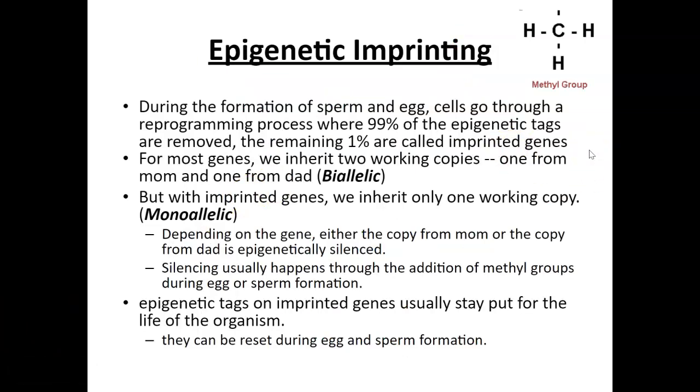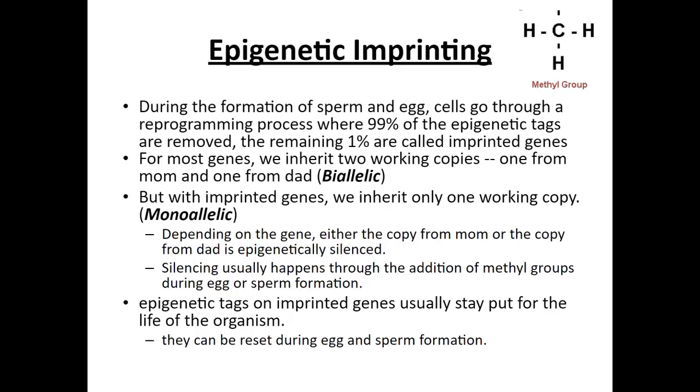Epigenetic imprinting is a concept that does involve epigenetic tags, but involves the inheritance of epigenetic tags from only one of your parents. So you have all kinds of tags that you gather during your lifetime because of environmental conditions and so on. But during the formation of sperm and egg, most of these tags will be completely erased from your DNA. This is called reprogramming. So during the reprogramming phase, about 99% during meiosis of your tags are stripped away, and only 1% of your tags remain on. These tags result in imprinted genes.